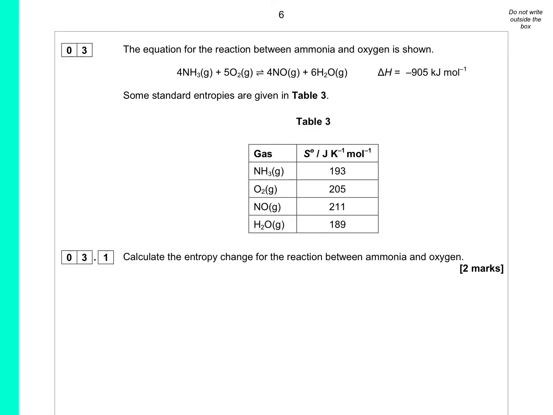So question 3 is about entropy and Gibbs free energy. 3.1 asks you to calculate the entropy change for the reaction. So if you remember, what we do is we take the sum of the entropies of the products and we take away from that the sum of the entropies of the reactants.